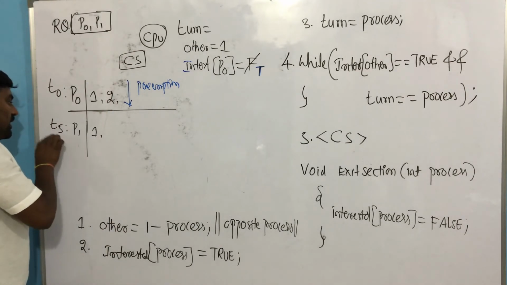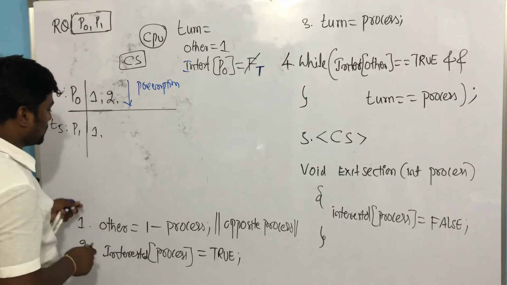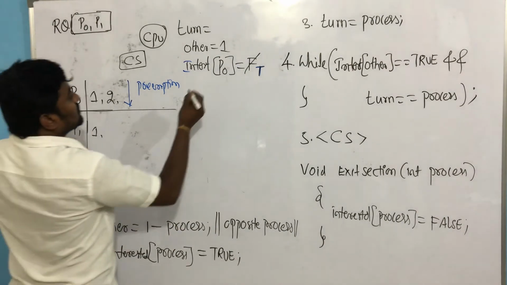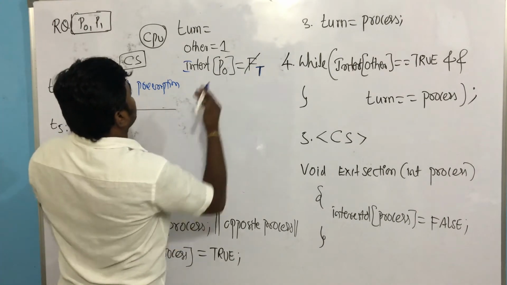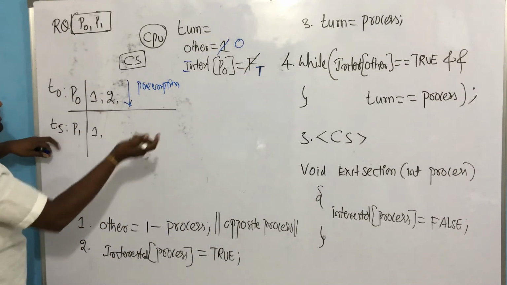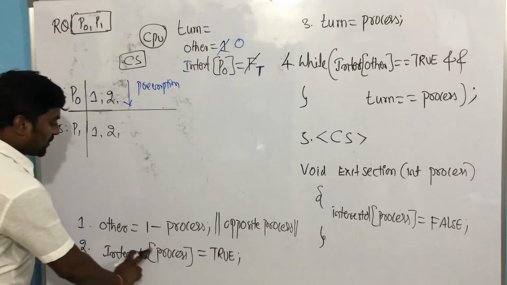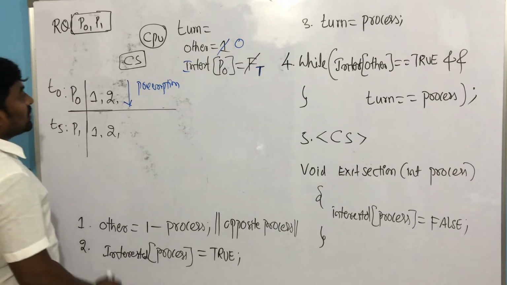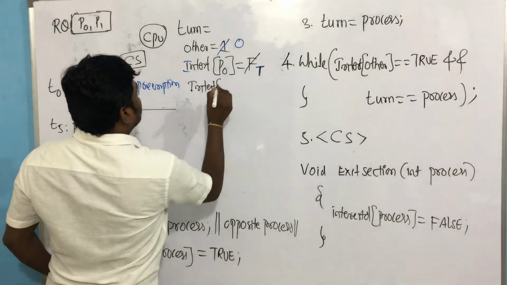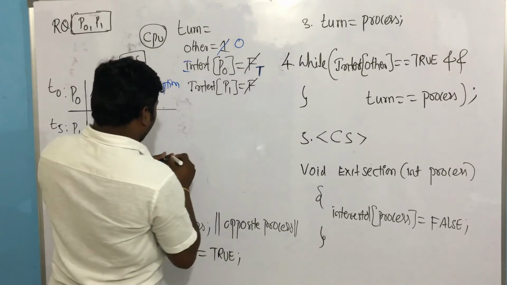At time T5, P1 is running the first instruction: other equal to 1 minus process. Who is the process now? Process is 1. Other becomes what? 0. See, now the value of other got changed here. Other is 0. Are you getting? Process is 1, other is 0. Now second instruction. What is the second instruction? Interested of process equal to true. Who is process now? P1. It was initialized false. Now it became true.